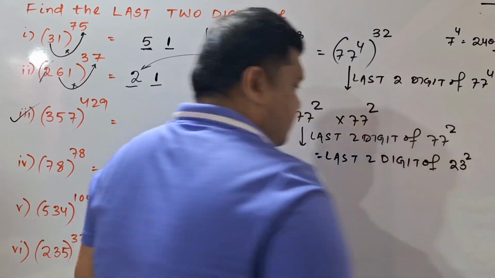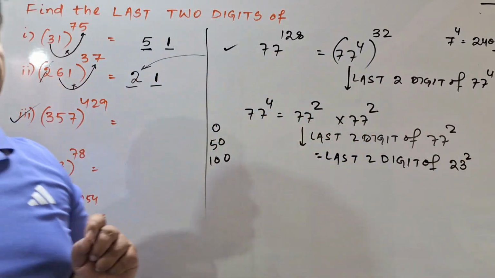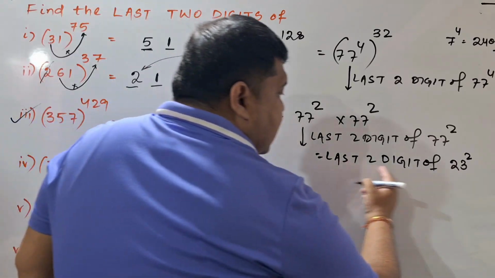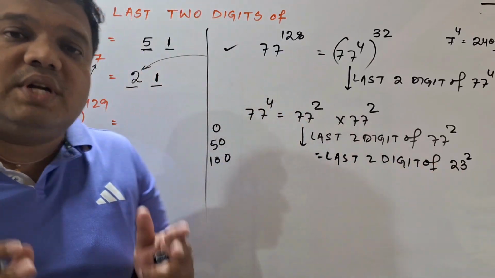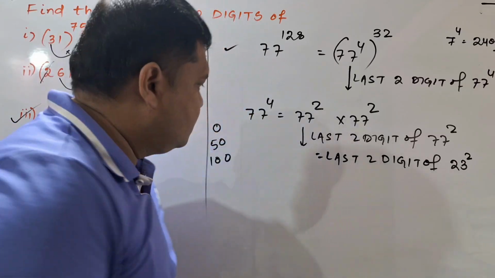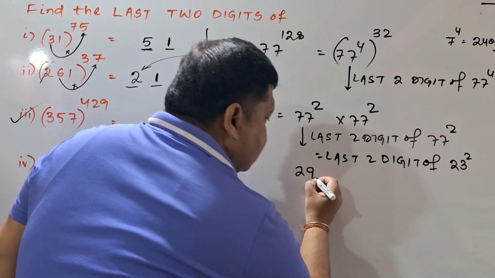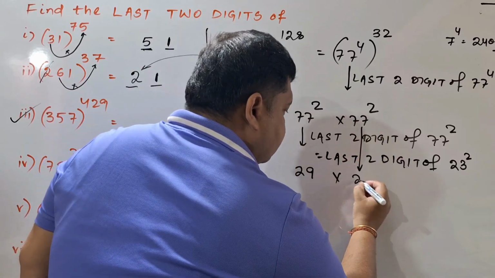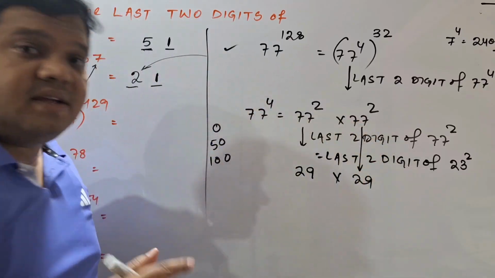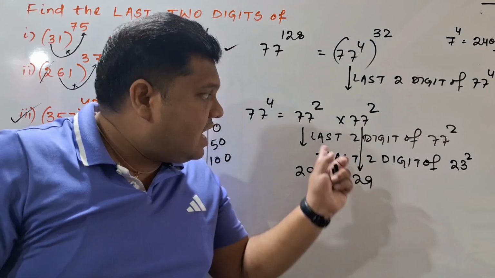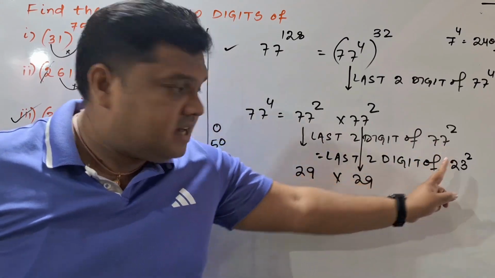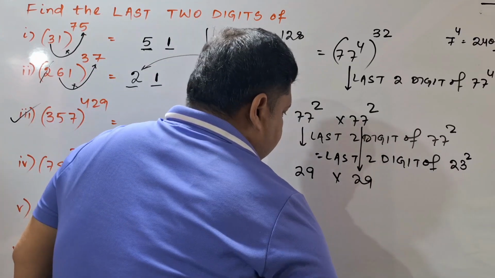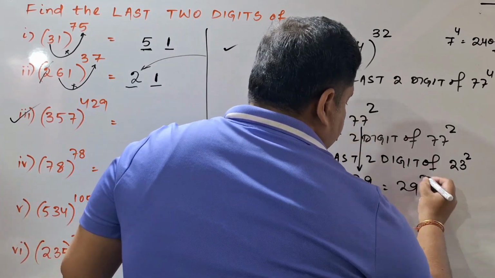You can cross check. Use the calculator first to check. If it is true, do remember. Okay. Now what is the last 2 digit of 23 square? You know 23 square is 529. So 29, here I write 29. Similarly here also 77 square. 77 is close to 100, the gap is 23. So the last 2 digit of 77 square is the same as the last 2 digit of 23 square. So that is 29.